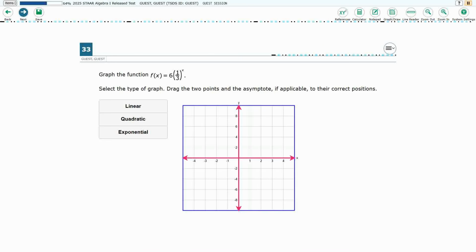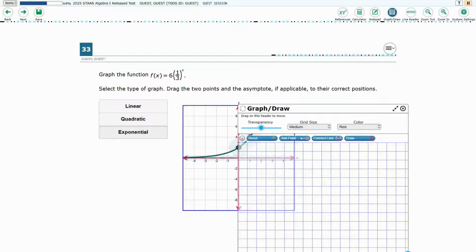For 33, we are graphing again, and specifically we're graphing exponential functions. This is 8.90 because look at the problem we have. This is an interesting one because we have to select which type of graph we have. So first we have to select, is it linear, is it quadratic, is it exponential? So before we do anything, we should see this is going to be exponential.